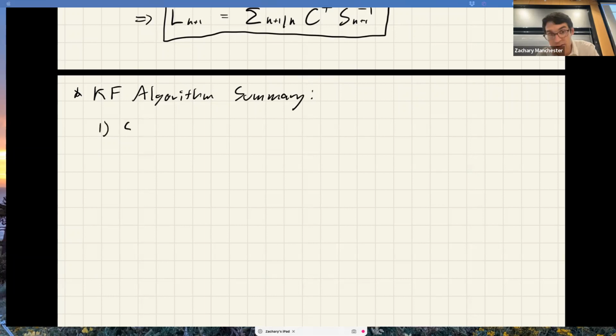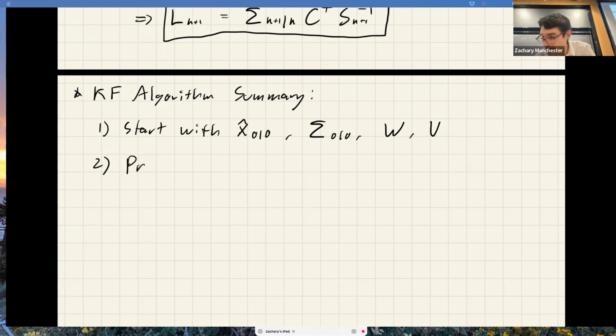Okay, so to summarize the whole thing. First you start with a prior, basically: x hat, say, at time 0, an initial sigma at time 0, and say your noise covariances on everything. Those are the building blocks you need to do this. Then you're going to predict using the stuff we derived for the predictions. So you're going to get x hat k+1 given k. You basically just plug everything into the dynamics.